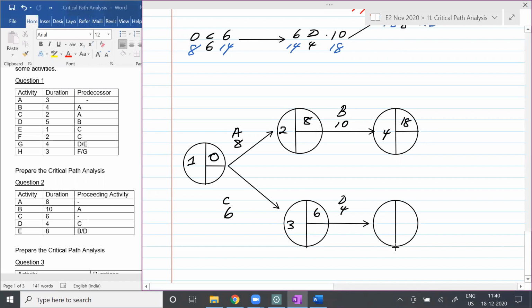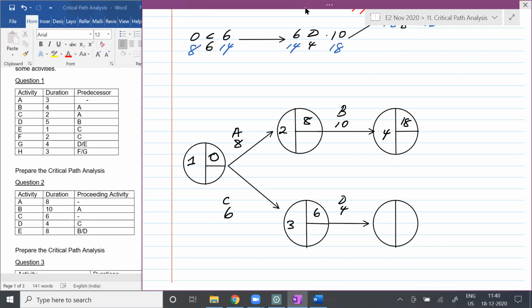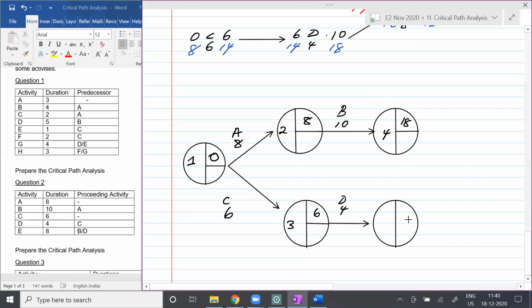So shall we finish it out, Malik? Yes, we can finish it out. So it's going to be how many days in total if you want to complete activity D, students? It will be 10 days, right? Agree? So students, now see the next one.